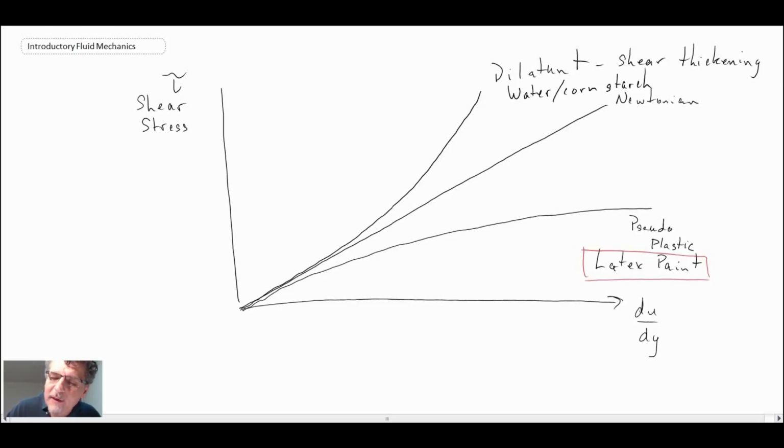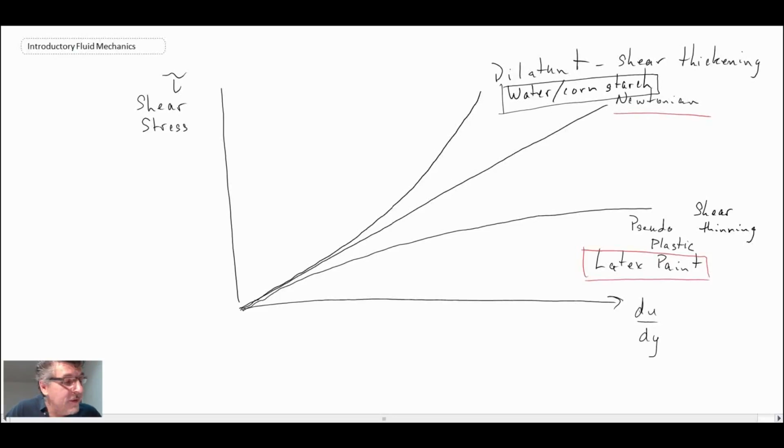So pseudoplastic down here, that is shear thinning: the higher the shear rate, the lower the shear stress. And then shear thickening, a water cornstarch mixture. Newtonian we have here.